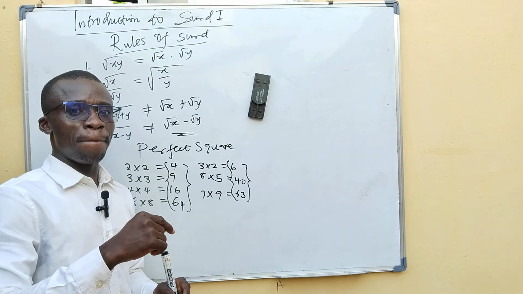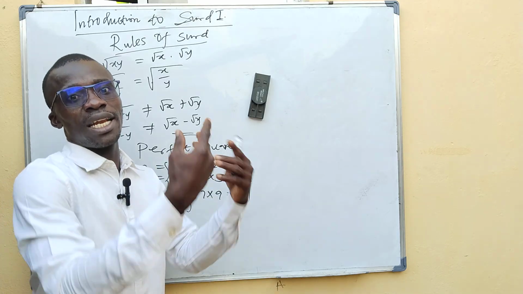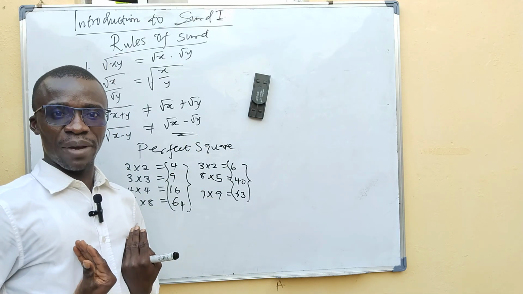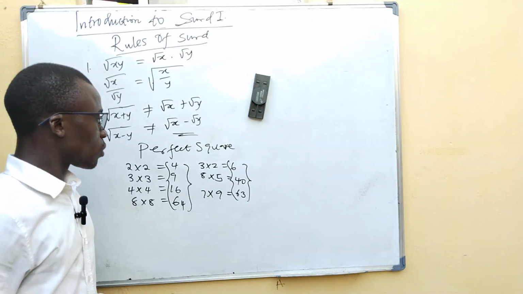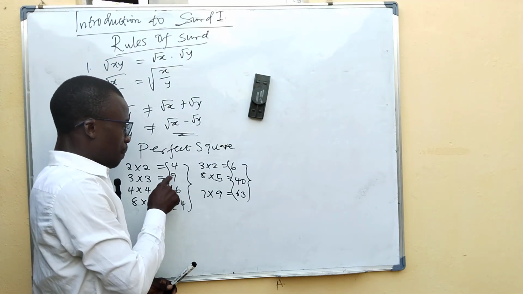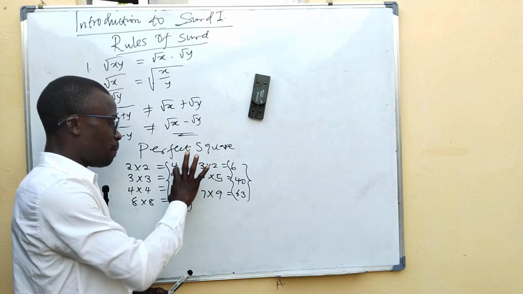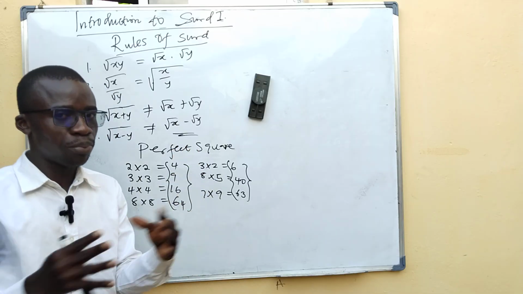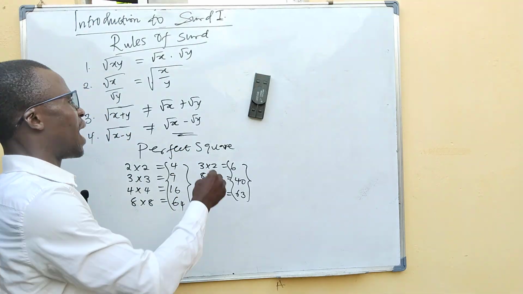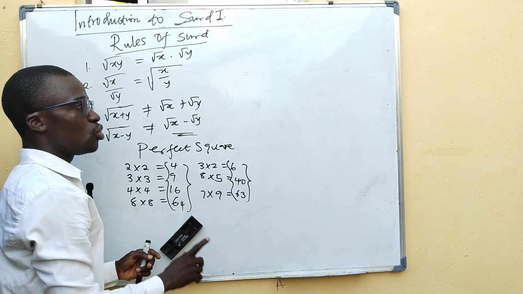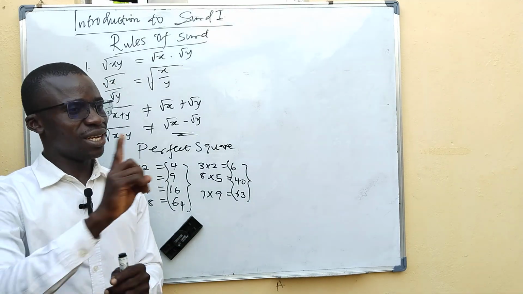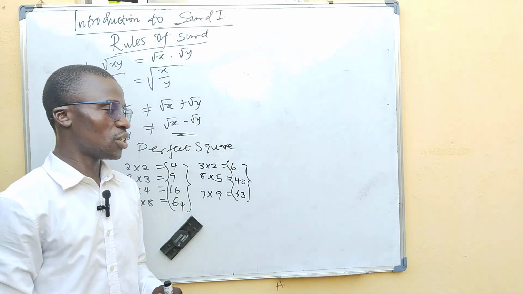So if my father met another, maybe his elder brother, and they gave birth to me, maybe I would have been perfect. What I am trying to say is that perfect squares depend on two same numbers, the product of two same numbers. So if you can have this at the back of your mind, I tell you, you'll be able to solve any kind of surd questions.